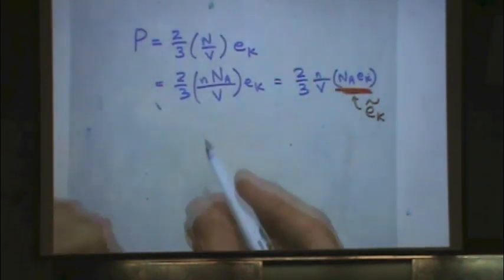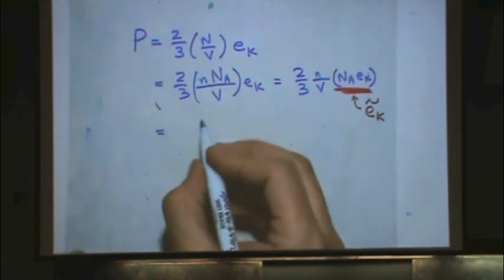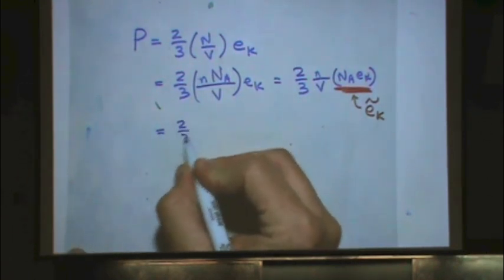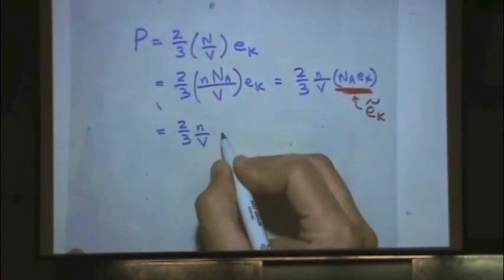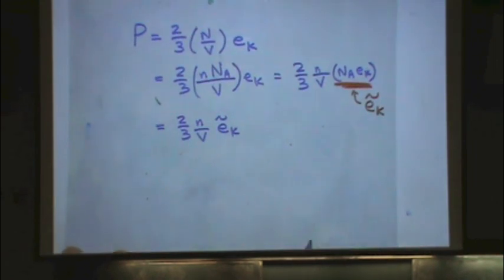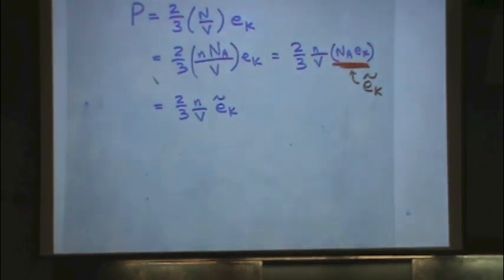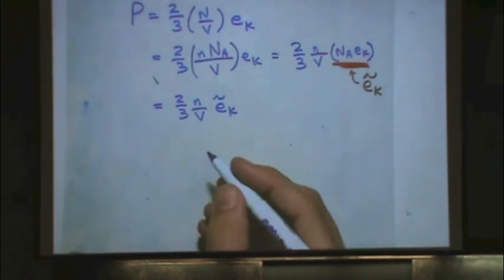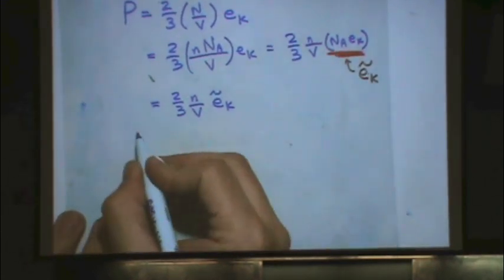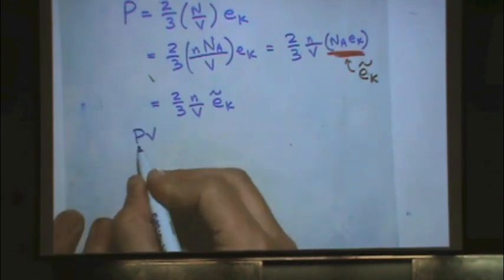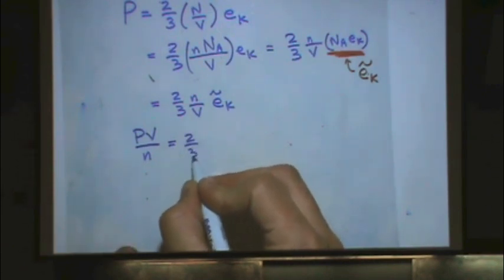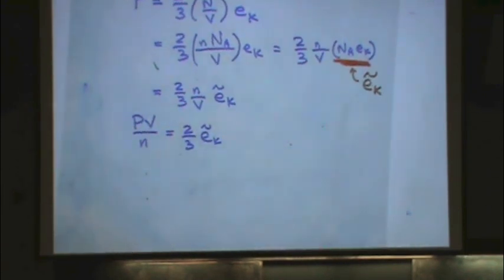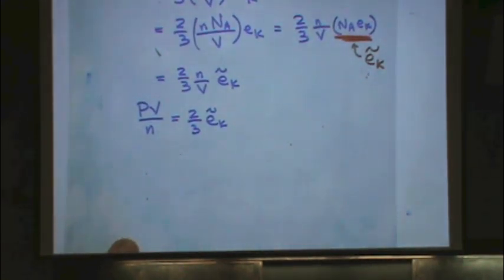Alright, so rewrite that again. That is 2/3 little n over capital V, moles over volume, times EK squiggly. Okay? Now, let's just move a couple things around. I'm going to move the V over here. I'm going to move the N over here and say this is 2/3 EK squiggly. So I just moved a couple variables over.